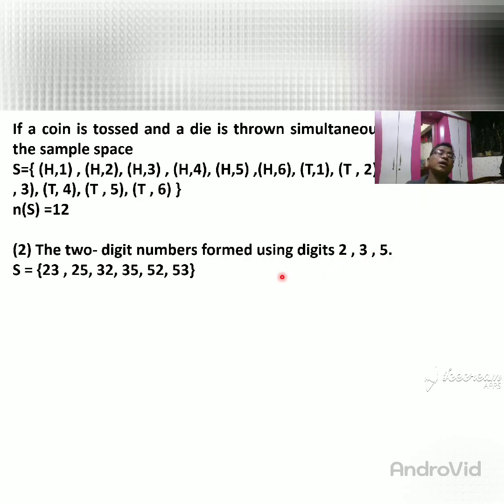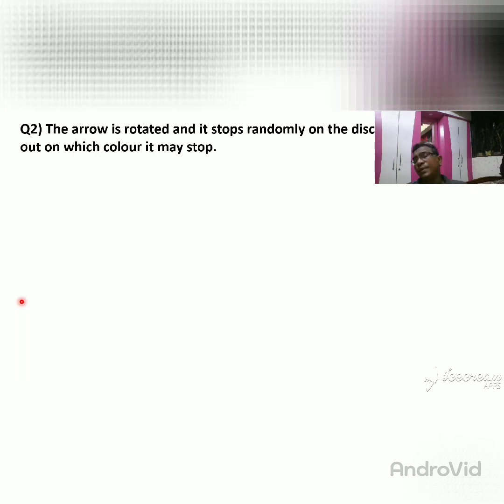In such a way, how many numbers does the sample space have? 1, 2, 3, 4, 5, 6. So there are 6. So number of S is equal to 6, that is written here. In such a way, we can learn question number 1. I think that you understand question number 1 very well. Then you are going to learn question number 2.